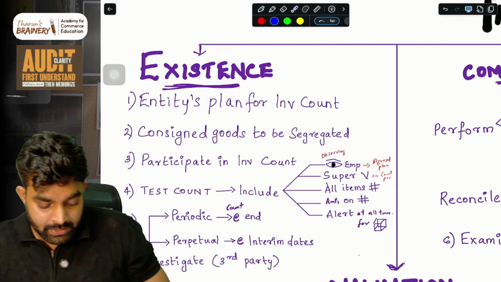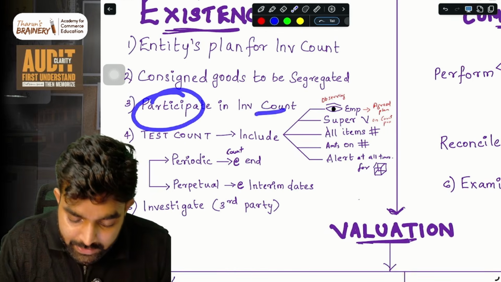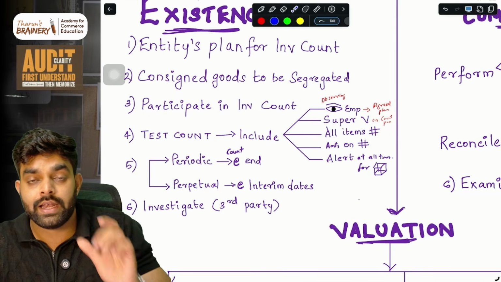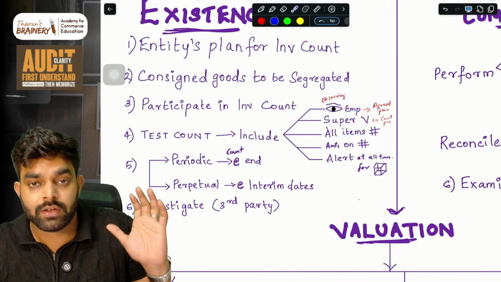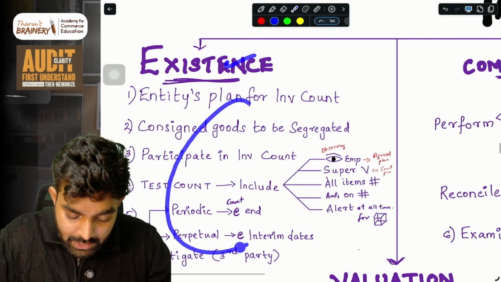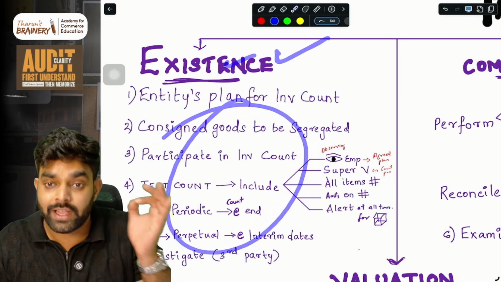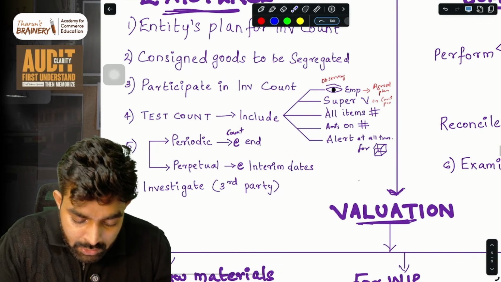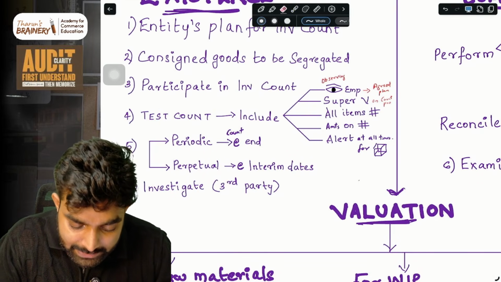Then next you will participate in the inventory counting. They are saying 10 lakh worth of inventory is there, so in the inventory counting you can see whether 10 lakh inventory is actually existing. These are the things you check to see whether that inventory actually exists or not. Then you can do the test counting.